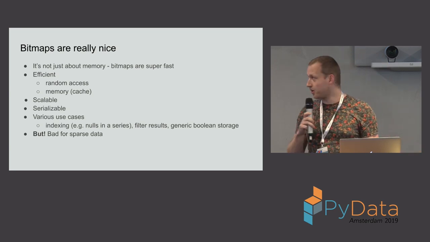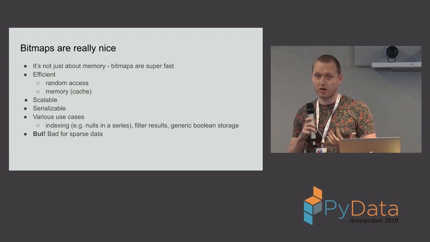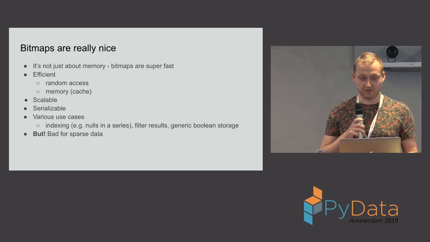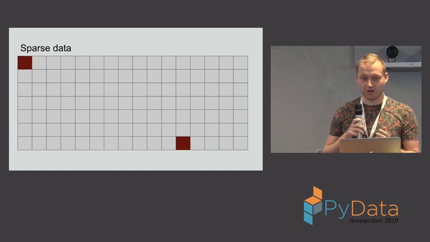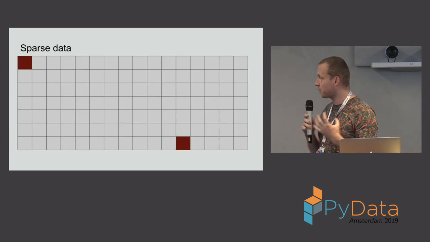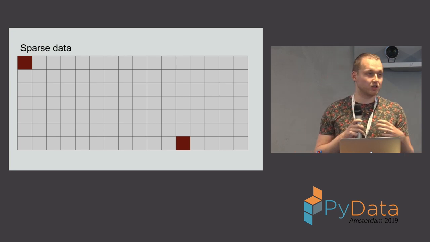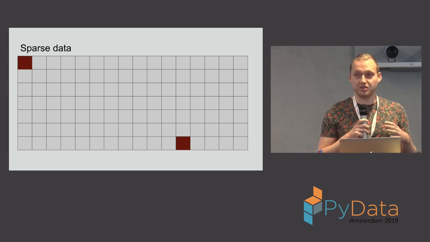So this is all well and good, but what is the catch, or why are we not using bitmaps for everything? One of the main reasons is that it's not very good for sparse data. But by sparse data, I mean something very similar to the way that we represent sparse matrices.